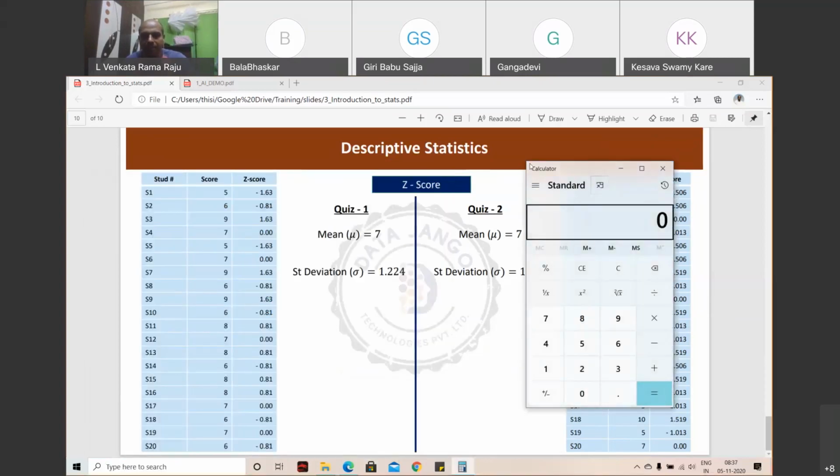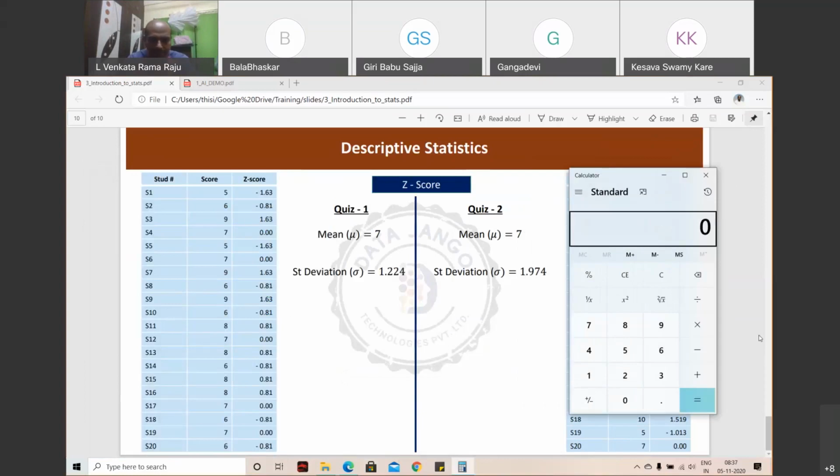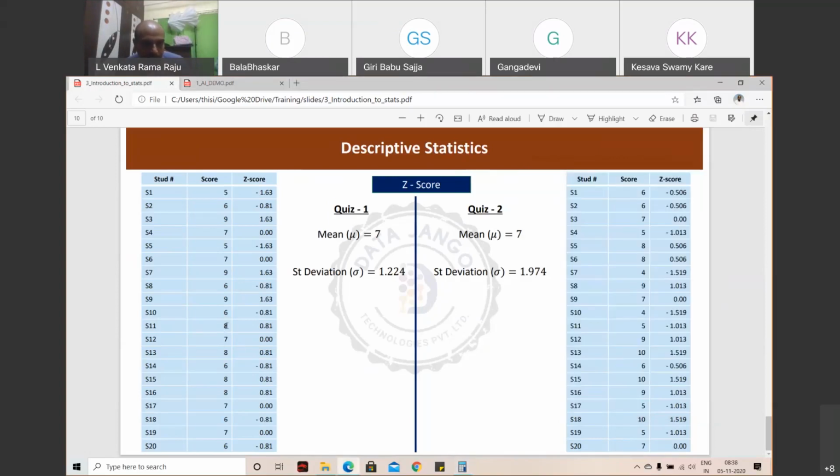Z-score is a bit confusing, but it is very simple. I am trying to make it as simple as possible. So 0.81 into the standard deviation. What is the standard deviation here? 1.224 into 0.81 is that much, plus 7. It is almost 8. This 8 is 0.81 standard deviations away from 7. Got it?